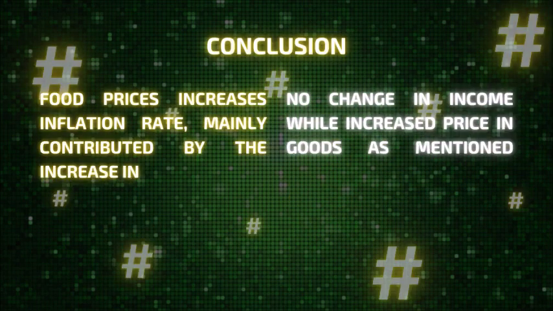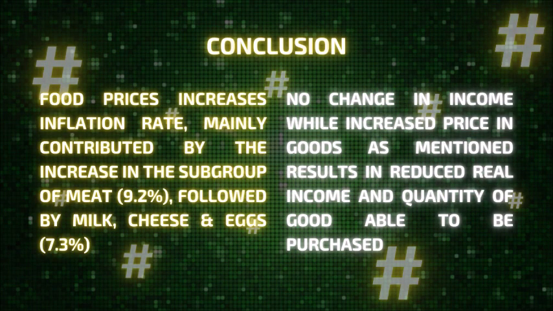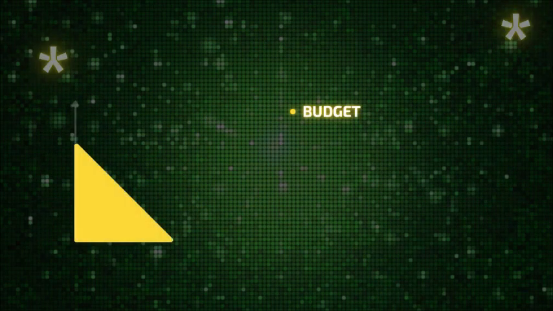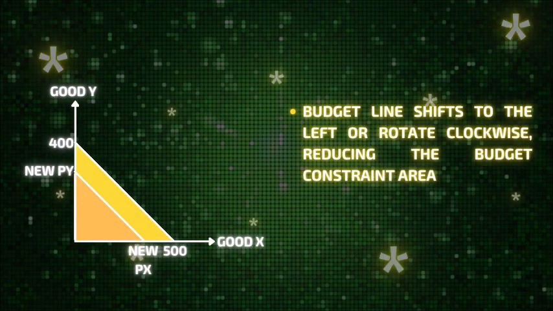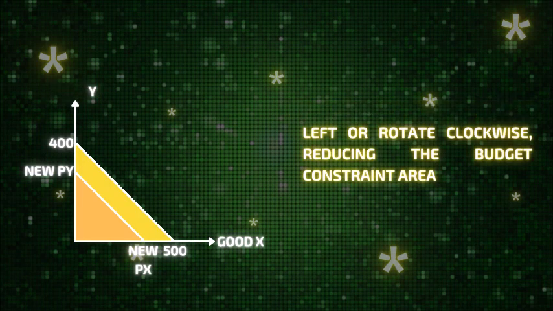To conclude, food price increases inflation rate, mainly contributed by the increase in the subgroup of meat, 9.2%, followed by milk, cheese and egg, which are 7.3%. No change in income while increased price in goods as mentioned results in reduced real income and quantity of goods able to be purchased. Increase in price would mean the reduction of quantity of goods that can be purchased. Budget line shifts to the left or rotates clockwise, reducing the budget constraint area.